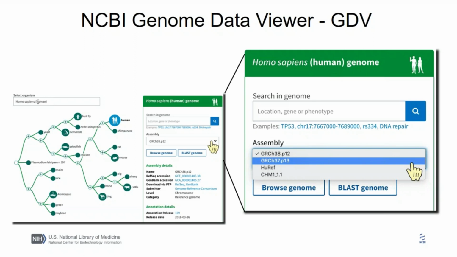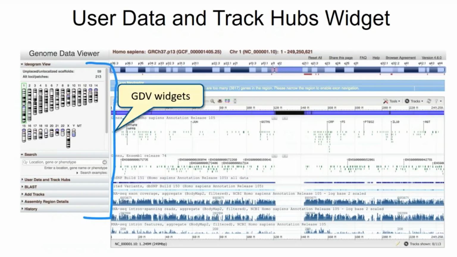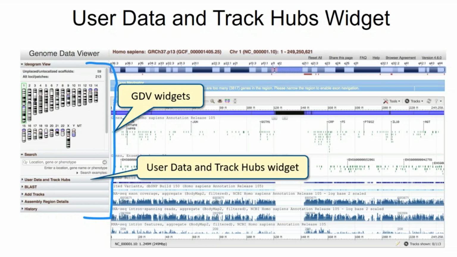So once you do that, you can either click on that Browse Genome button, or you could use the search box up above to locate yourself to a particular chromosome or region on a chromosome or a gene or something like that. Let's just say you click on that Browse Genome button. You're going to get a view like this of the Genome Data Viewer. And on the left-hand side of that page are what we call widgets. So there's a search widget and a blast widget. And the one we're going to be talking about today and using is the user data and Track Hubs widget.